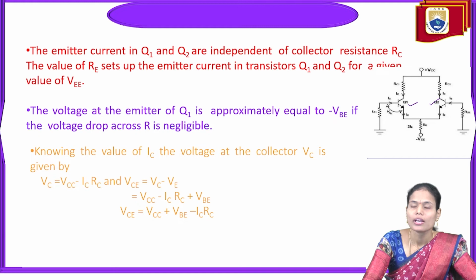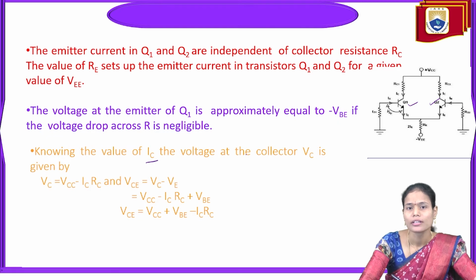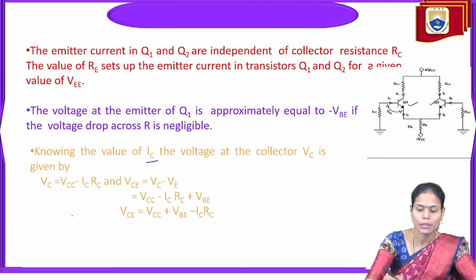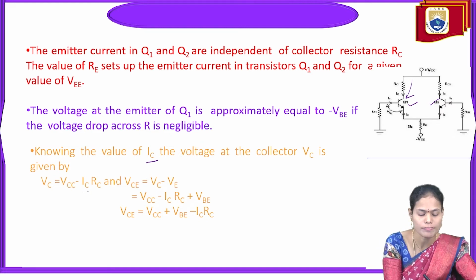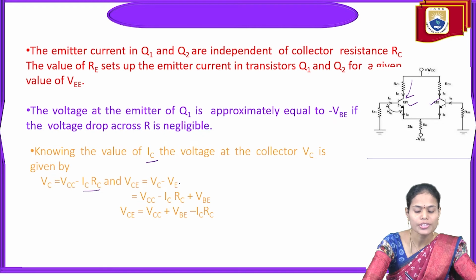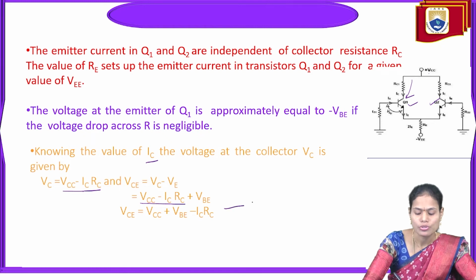In that case, since we have already calculated the value of the collector resistance, we can find the collector voltage VC, if you apply KVL to this loop. VC we can write as VCC minus the drop across the collector resistance, that is ICRC. The value of VC we have calculated is VCC minus ICRC, minus the drop across the base emitter junction, that is VBE. So VC equal to VCC plus VBE minus ICRC. This is the value of VCEQ, the second coordinate of the operating point.